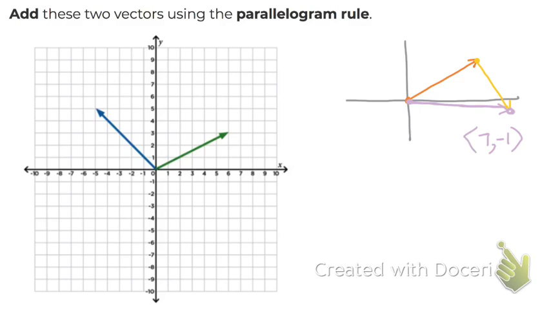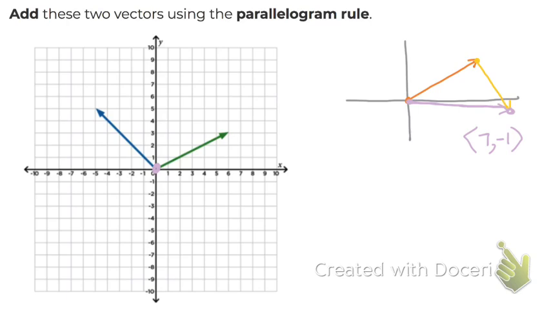So if we look at this question over here, we'll notice that they both have the same initial point. They both are starting right here. So it's not like the orange and yellow one where one starts someplace and ends, and the second one starts at that initial vector's ending point or terminal point.